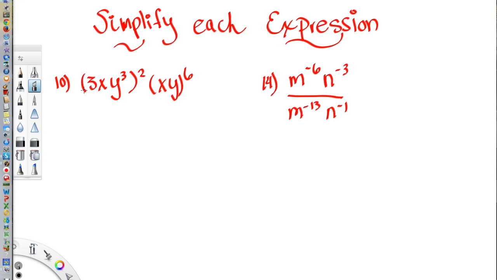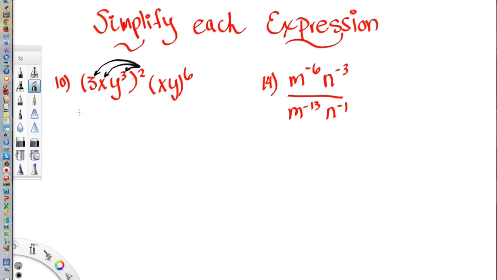Okay, well, here I have 3x y to the 3rd power, and I'm raising this entire product to the 2nd power, so I'm going to do some distribution here, and then when I'm done with that, I'm going to multiply it by the product of x, y, and I'm raising all that to the 6th power. Well, let's distribute. There's nothing inside the parentheses that we can combine or simplify, so I'm going to be distributing the 2nd power to all the terms inside the parentheses.